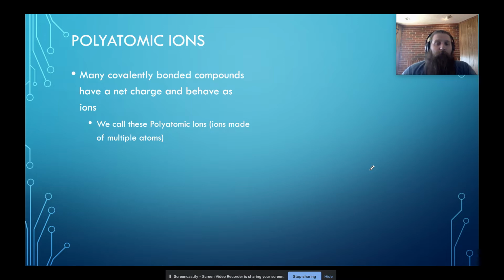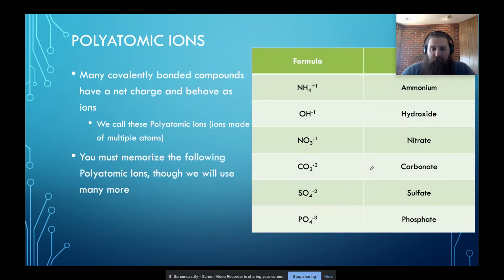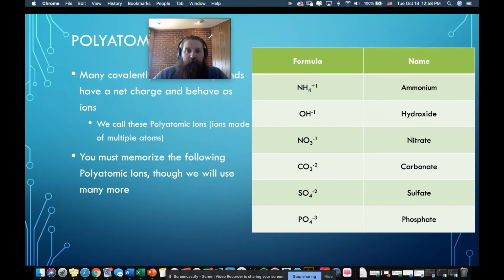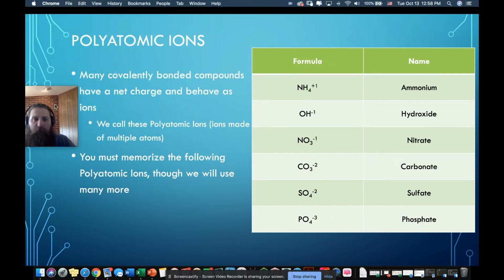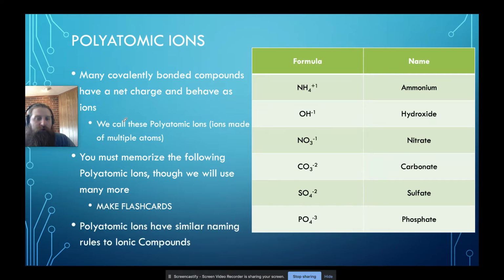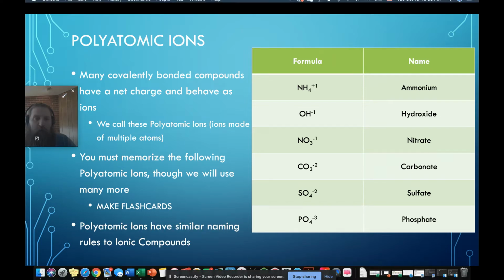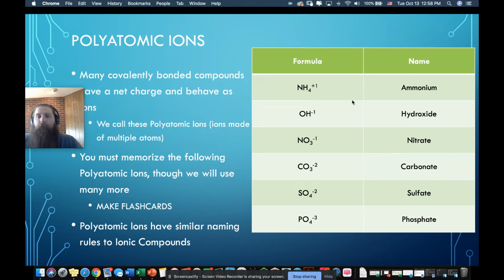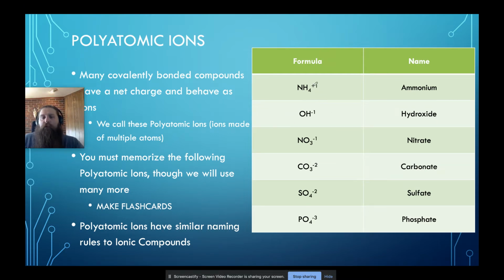They're ions made of multiple atoms, and you need to memorize these 6. We're going to use a bunch of them, but these are the 6 that you need to know. I strongly recommend that you make flashcards in order to do this. And their naming rules are actually really similar to the ionic compounds. So here are the 6 that you need to memorize. Ammonium is NH4 plus 1. Hydroxide is OH minus 1. Nitrate is NO3 minus 1. Carbonate is CO3 minus 2. Sulfate is SO4 minus 2. And phosphate is PO4 minus 3.